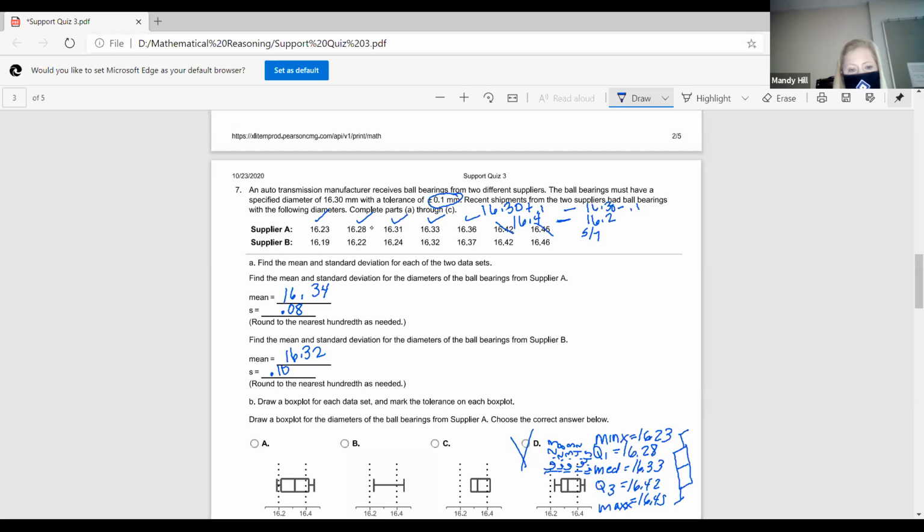Okay, I'm just going to jot that down and then we'll go to the bottom in just a minute and finish this. On supplier B, we still have to be between 16.2 and 16.4. This is under 16.2. That's not good. This one's okay. This one's okay. This one's okay. This one's okay. This is not good. This is not good, right? They're over. So on supplier B, we've got 4 out of 7. Supplier A, we have 5 out of 7 that were good, and supplier B, we have 4 out of 7.